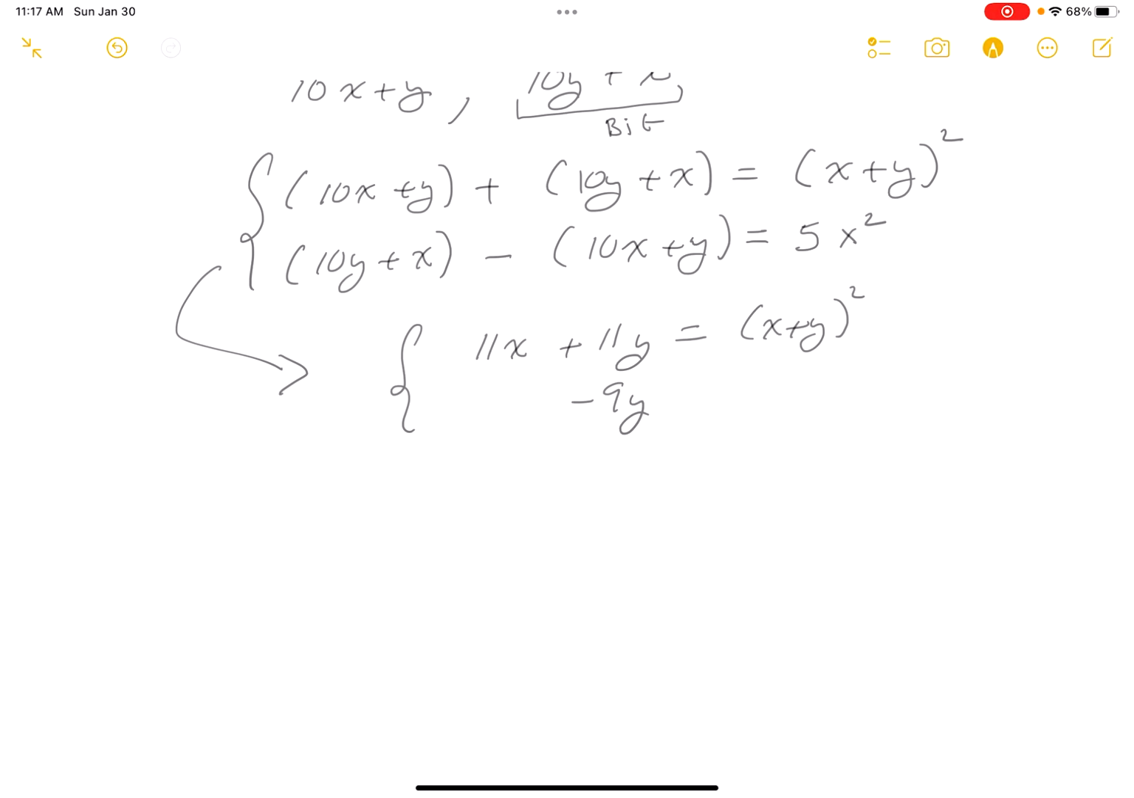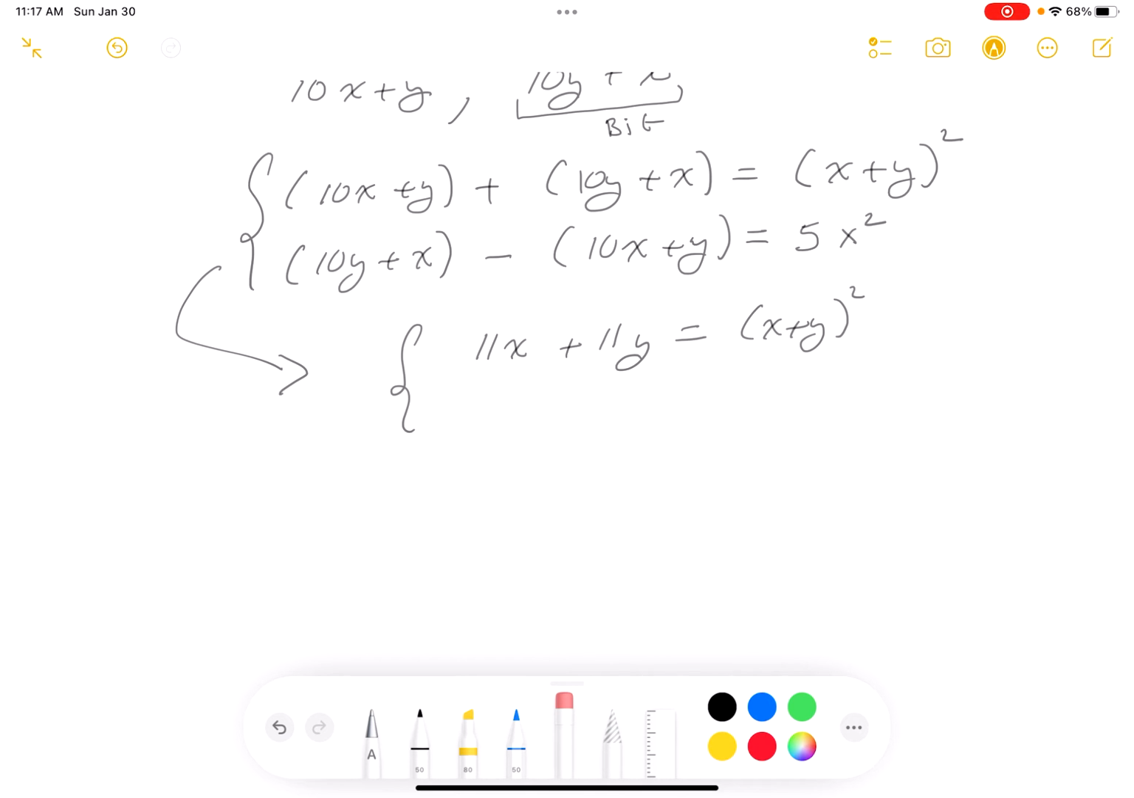Did I make a mistake? I'm sorry, I made a mistake already. I always correct my mistakes. 10y minus y is 9y. Sorry about that. And then x minus 10x, I was thinking backwards, is minus 9x.